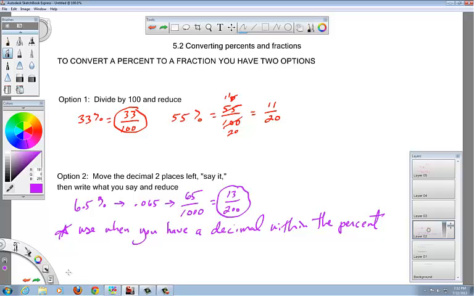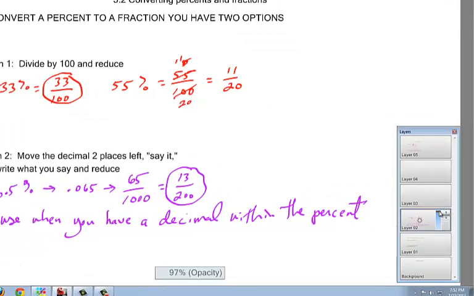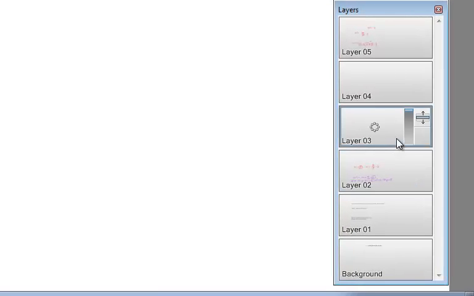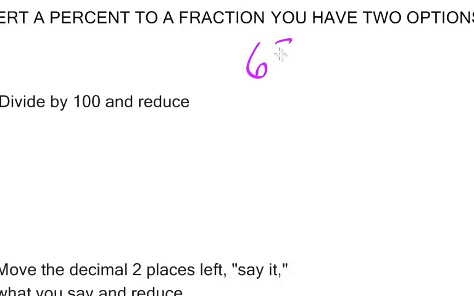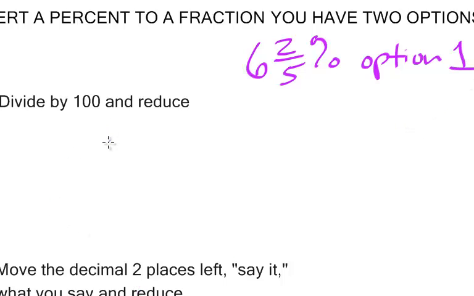All right. Now let's do a couple more like that. Okay, get a new layer here. Let's say our problem was 6 2/5%. So here we have a percent containing a fraction. That's what that's called. When you have a problem like this, you want to use option one. Absolutely option one all day long. You don't want to use this one. You'll be in trouble if you do.